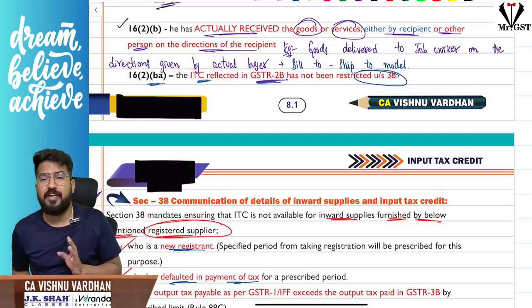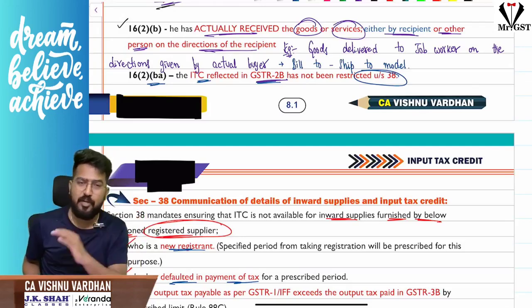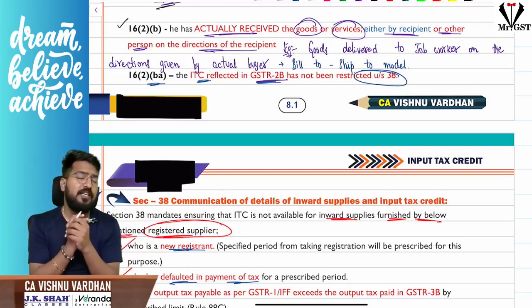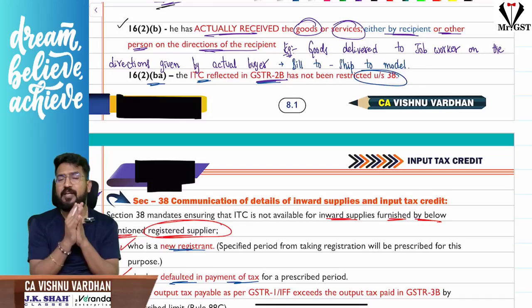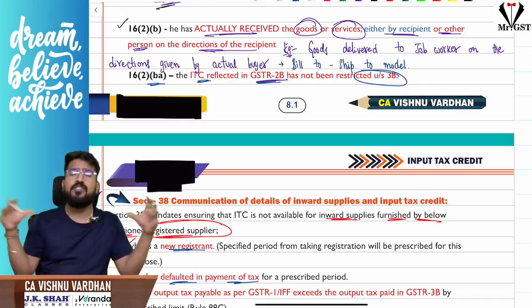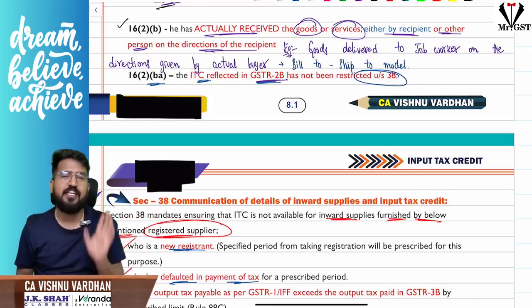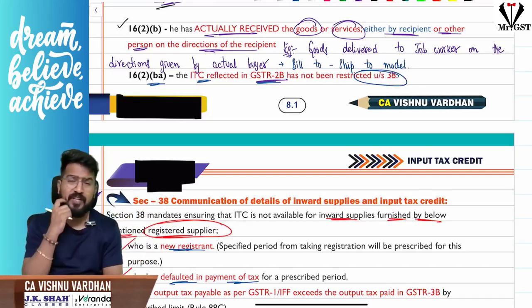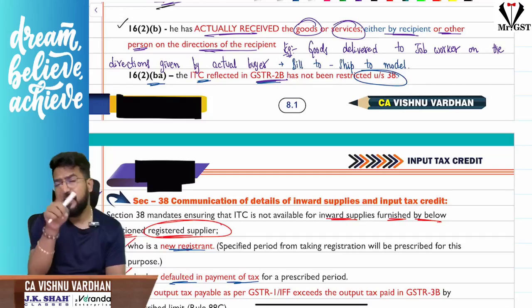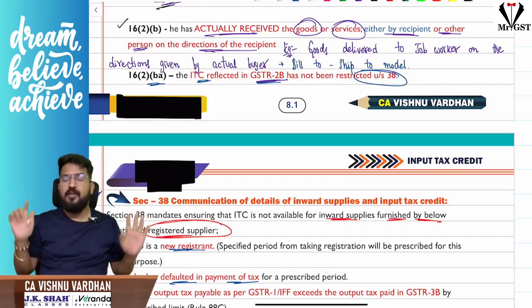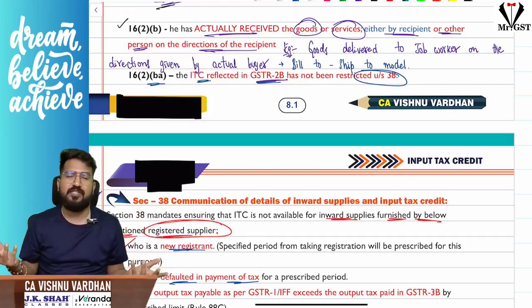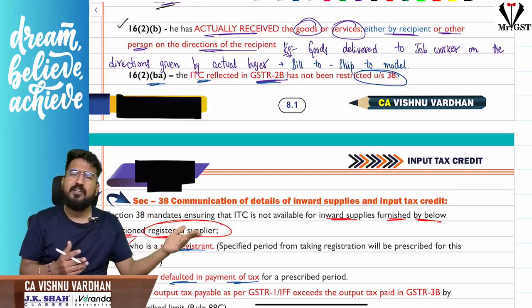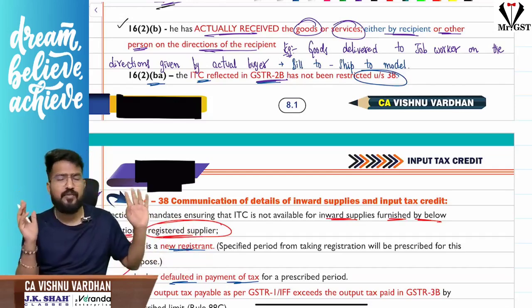Another additional point here: if at all goods are received in lots or installments, only after the receipt of the last lot or installment you can take ITC, but all those lots or installments should be covered under a single invoice. That means one single invoice, 10 lorries are coming to transport the goods. Then after the delivery of the 10th lorry only you can take ITC. No sir, 10 lorries, 10 different invoices. Then however many lorries deliver the goods, that will be the last lot, so that you can take ITC.